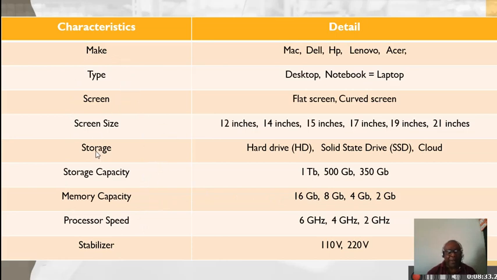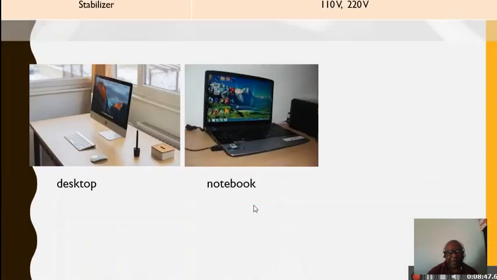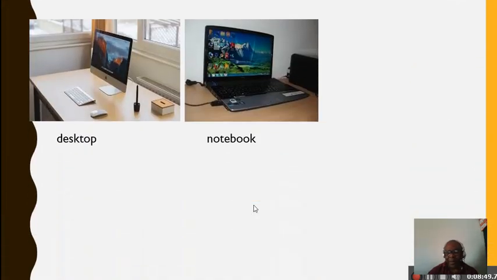The computer works depending on these, the memory and the processor. They are the things that move the computer. Then you have the make, which is the name of the company that manufactures it. Okay, so these are the things we use to describe a computer as a product.